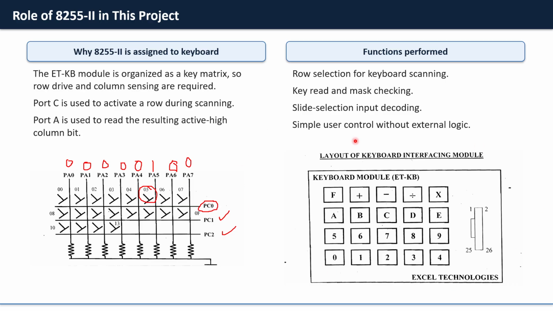And this is the layout of the actual ETKB module that we have used, and the 0 and 1 keys are here configured for interfacing the slideshow. And the functions performed we have already discussed: we first select the row, then we read the key that is pressed, and we do the mask checking, and based on that, the 8085 decision logic decodes the key to select which place in the RAM we have to go to and present a slide to the GLCD module. Okay, and this is a simple user control graphical interface, nothing really too much here.